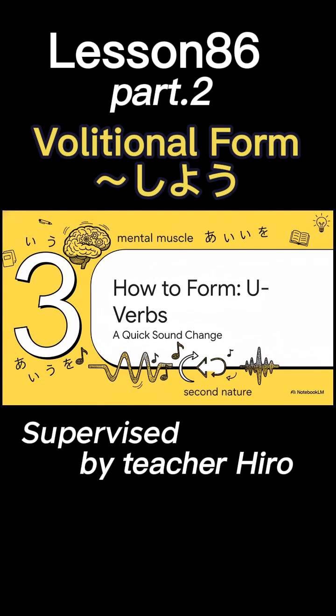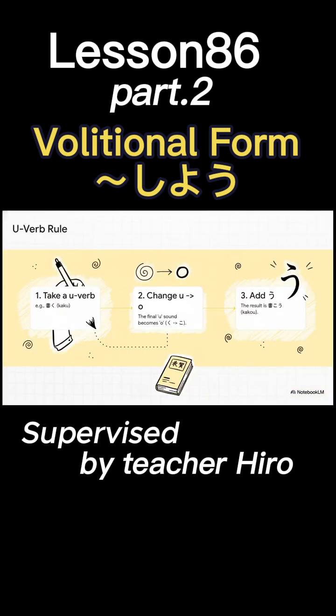All right, next up, the u-verbs. Now these work just a little bit differently, but once you get the hang of the sound change, it becomes totally automatic. So for u-verbs, the trick is to focus on that very last syllable. Let's take a verb like kaku, to write. The final sound is ku. What you're gonna do is change that u vowel sound to an o sound. So ku becomes ko. Then you just add an o right after it. So kaku turns into kakoo.